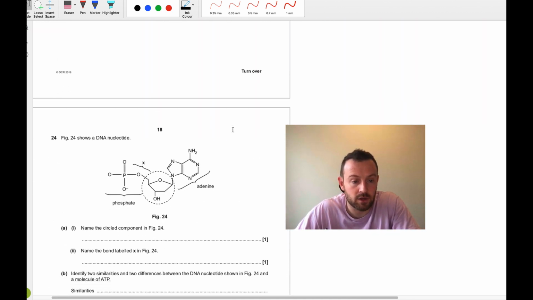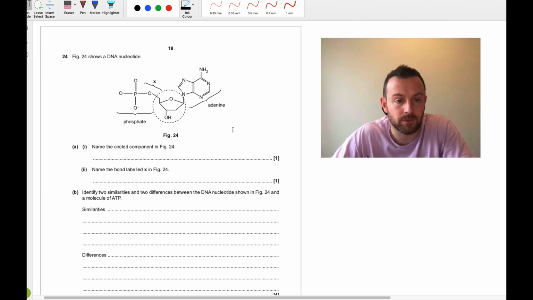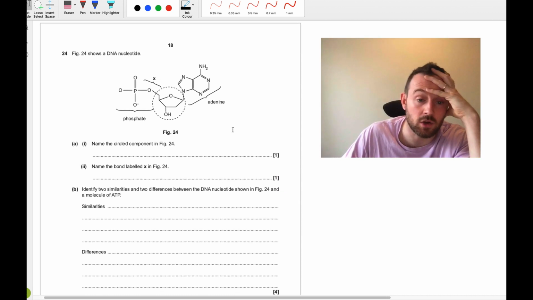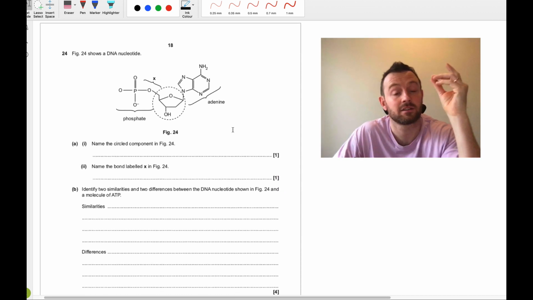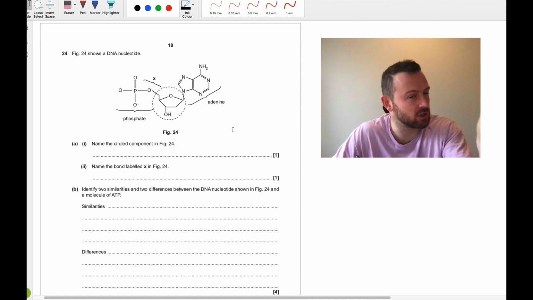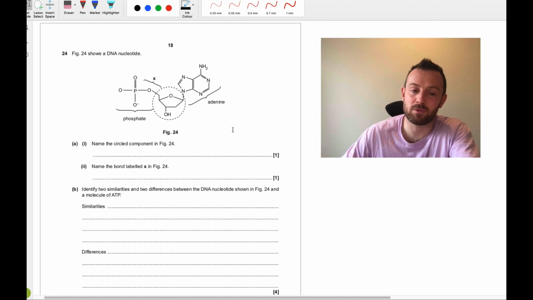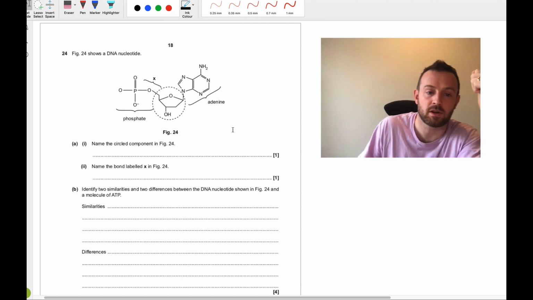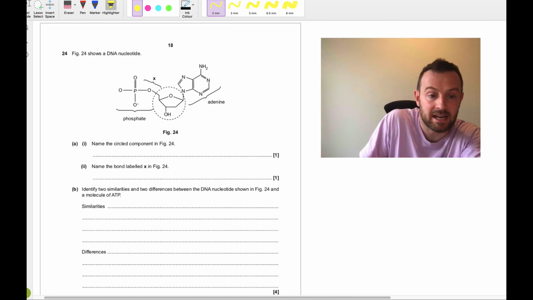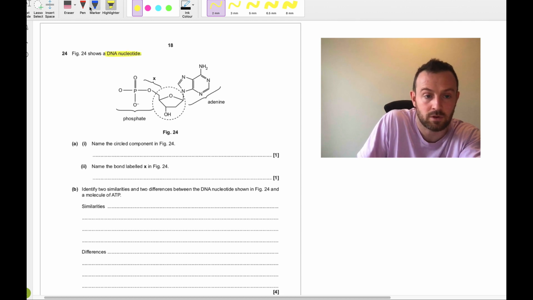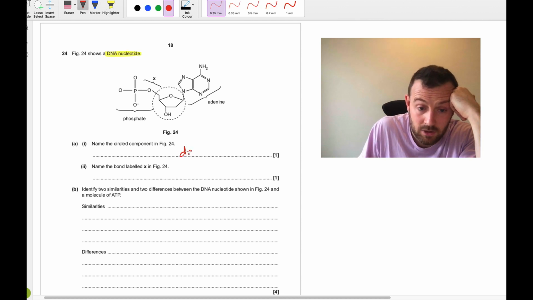All right, moving on. 24, here's a DNA nucleotide. The circle component is, what is it? Is it a sugar? Is that good enough? Is it a pentose sugar? Is that good enough? Be more specific, it is deoxyribose because this shows a DNA nucleotide. So you know what type of nucleotide it is, so deoxyribose.